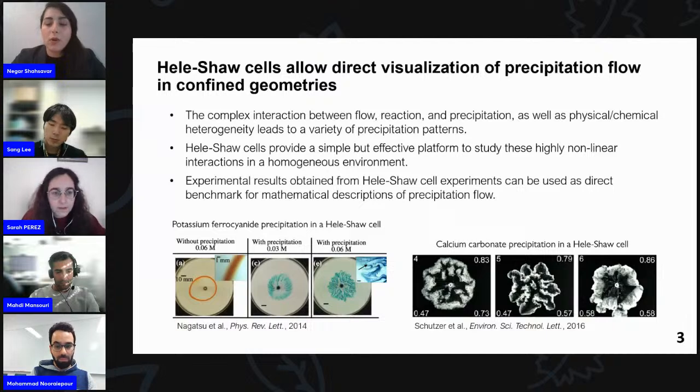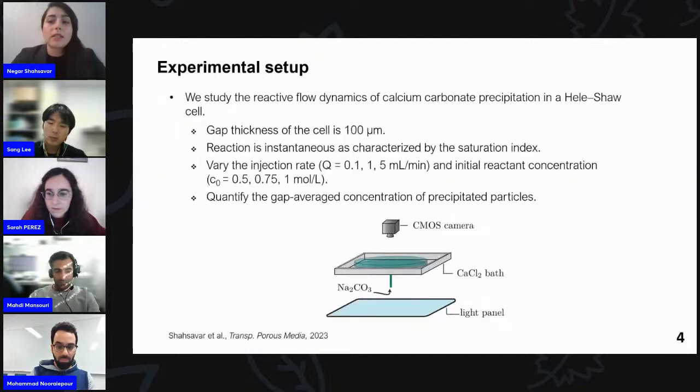So we wanted to understand these processes a little bit more. We studied the reactive flow dynamics of calcium carbonate precipitation in a Hele-Shaw cell. The key difference between our experiments and previous studies is that we used a much smaller gap thickness of 100 microns, compared to 500 microns in previous studies. We also quantified the gap-average concentration of particles by analyzing the local light intensity.